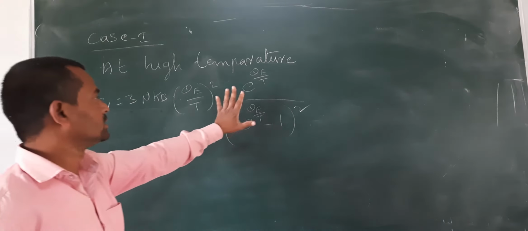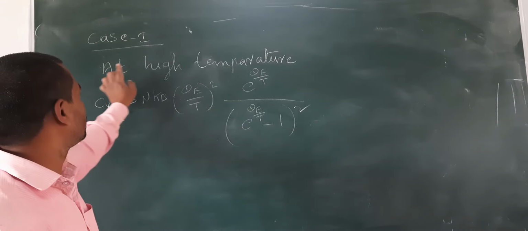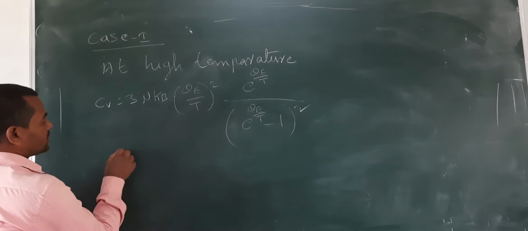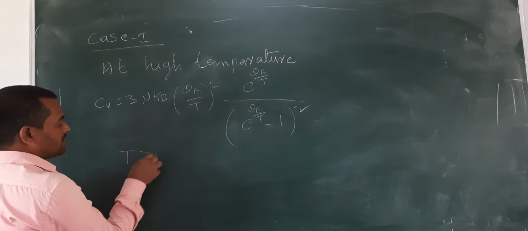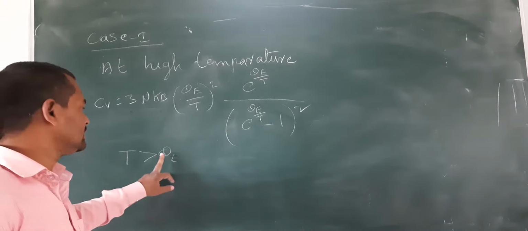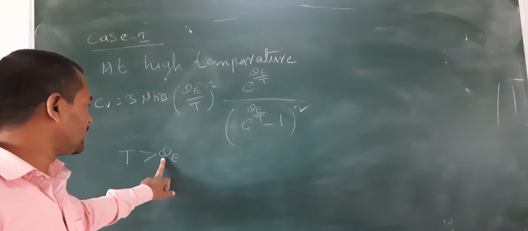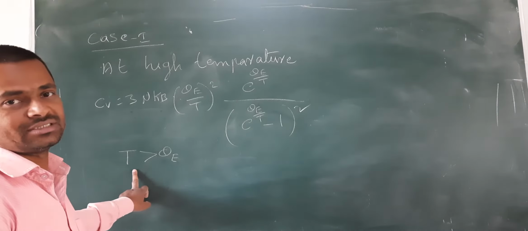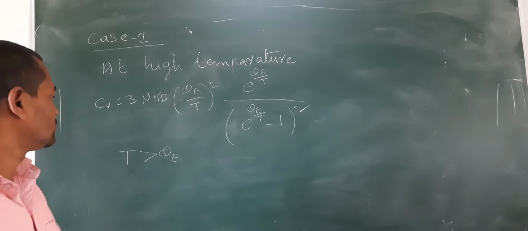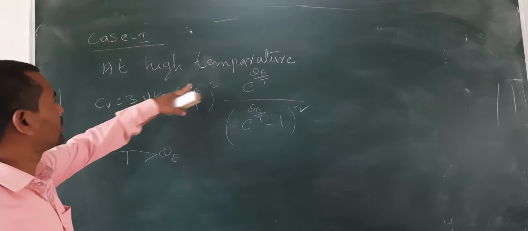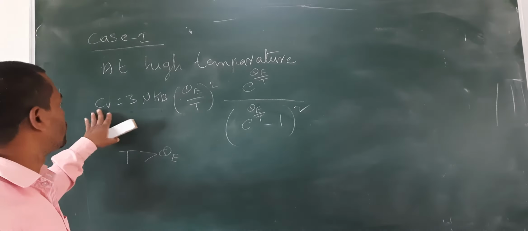Now see here, it is the equation. For this equation I am going to apply the temperature condition. At higher temperature means T must be greater than theta E. What is theta E? Theta E is the Einstein temperature, and T is the applied temperature, right? So when the applied temperature is high, what is the equation?